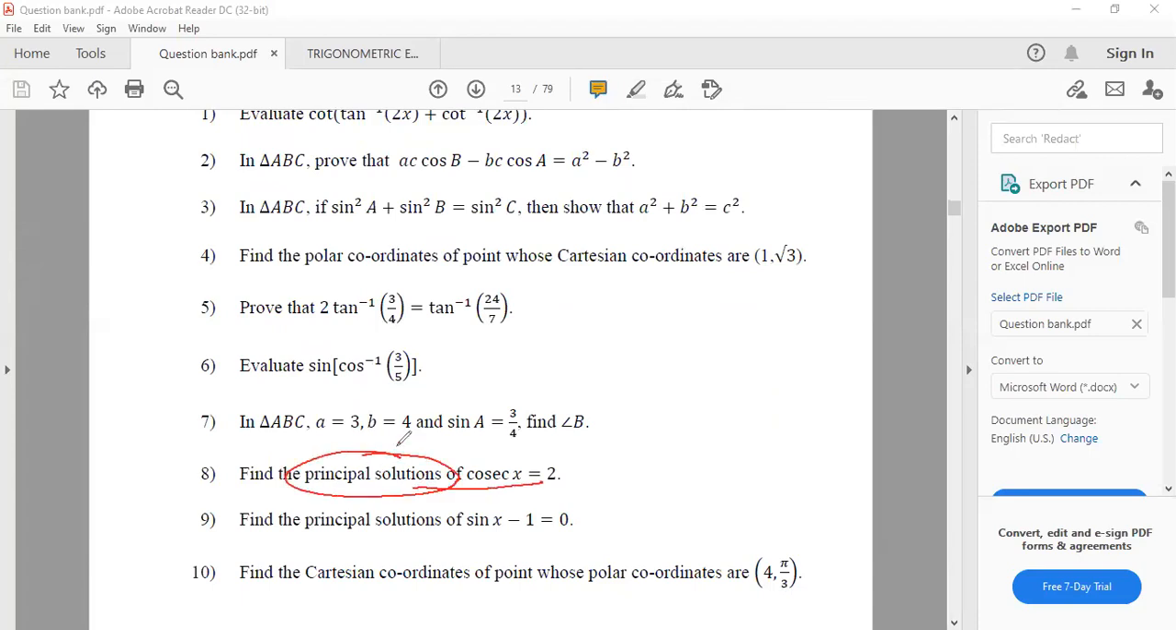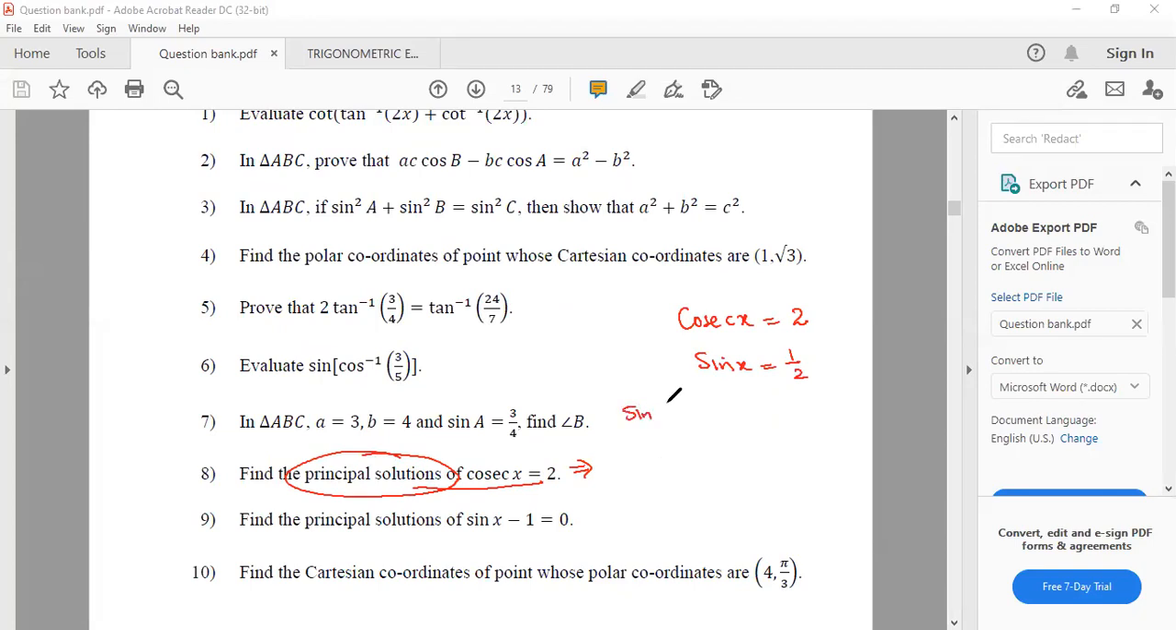Can you see the board? Yes, sir. Here we'll have to write the steps. So please write it. Cosec x is equal to 2. So sin x is equal to 1 by 2. Now write the positive formula.